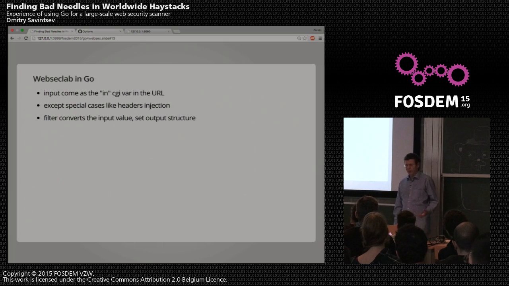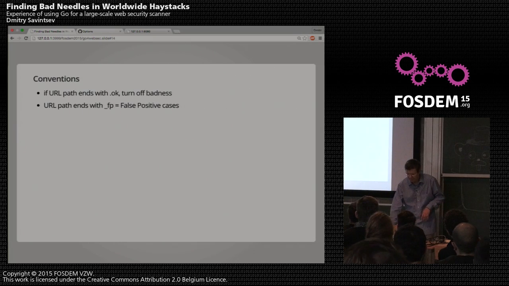In Go, there's a convention that the input comes in the CGI variable, so that you keep it the same, except for special cases, and there are filters that convert the input value. I'll show the code. There's a convention that if it ends with .ok, then we turn off badness, and I'll show how it actually uses Go features for this.